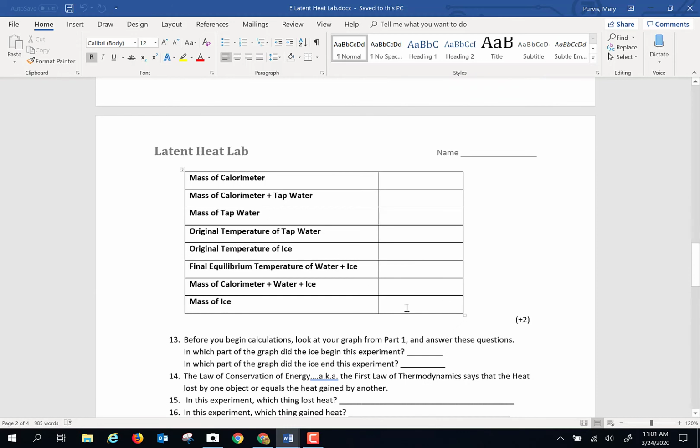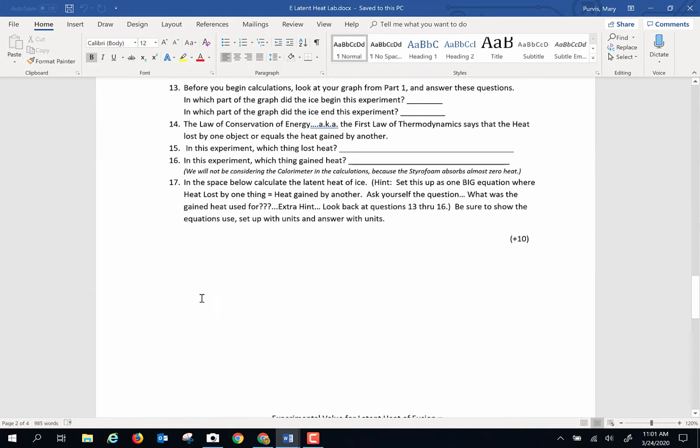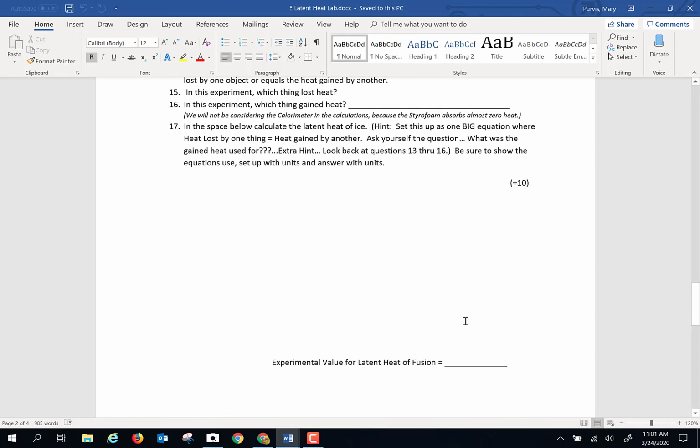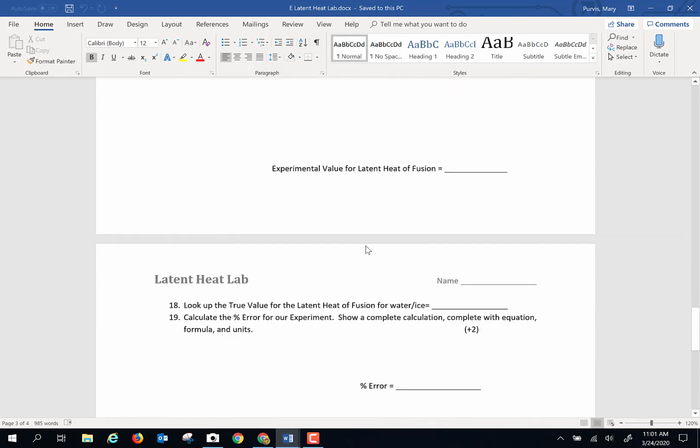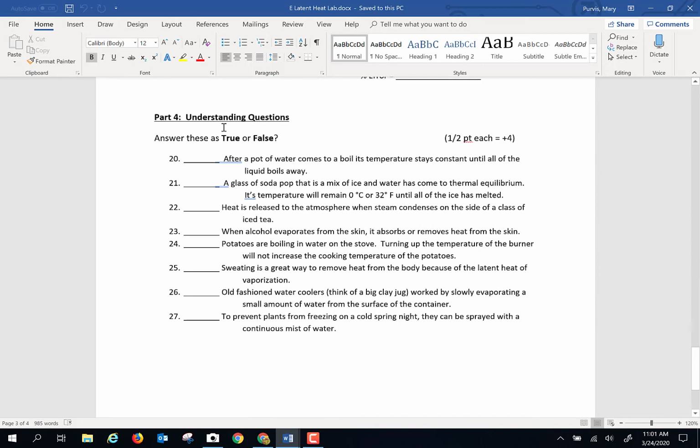Again, you're going to mass things by difference, and the calculation here is going to be one big honkin' calculation. Again, heat lost by one thing is going to equal heat gained by another, and I asked you some questions to help get your brain in the right spot. One big calculation here. By this point in the chapter, you should be able to do this. And then lastly, here are some true and false questions to see if you understand this latent heat stuff.